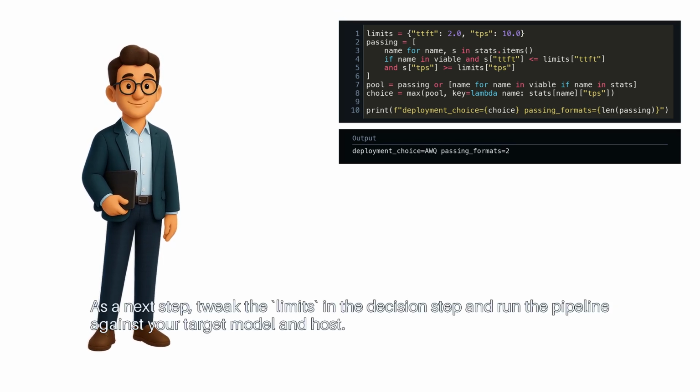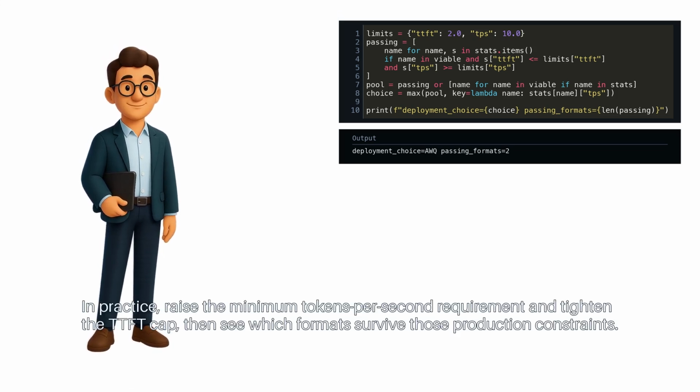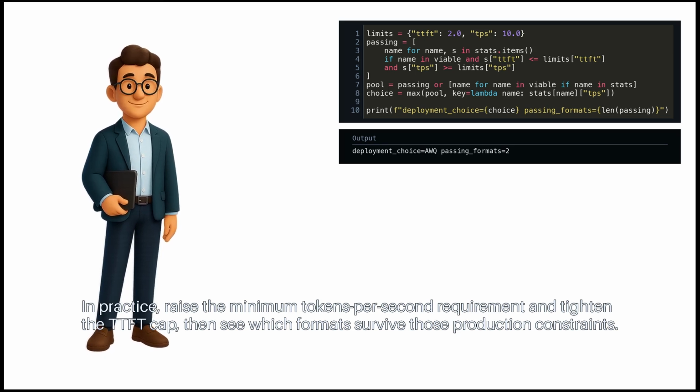As a next step, tweak the limits in the decision step and run the pipeline against your target model and host. In practice, raise the minimum tokens per second requirement and tighten the TTFT cap. Then see which formats survive those production constraints.